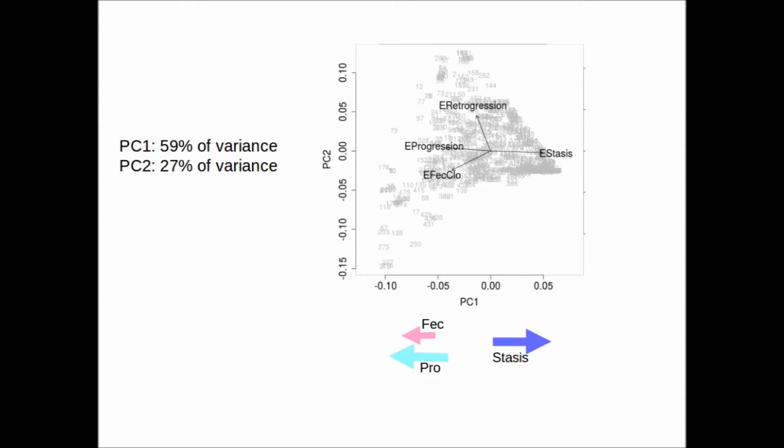We see retrogression here goes straight up, and that basically tells us that it's not correlated with any of these other things. What we're trying to predict in this analysis is a population's position on that first axis. So really this analysis is telling us about stasis, growth, and fecundity.